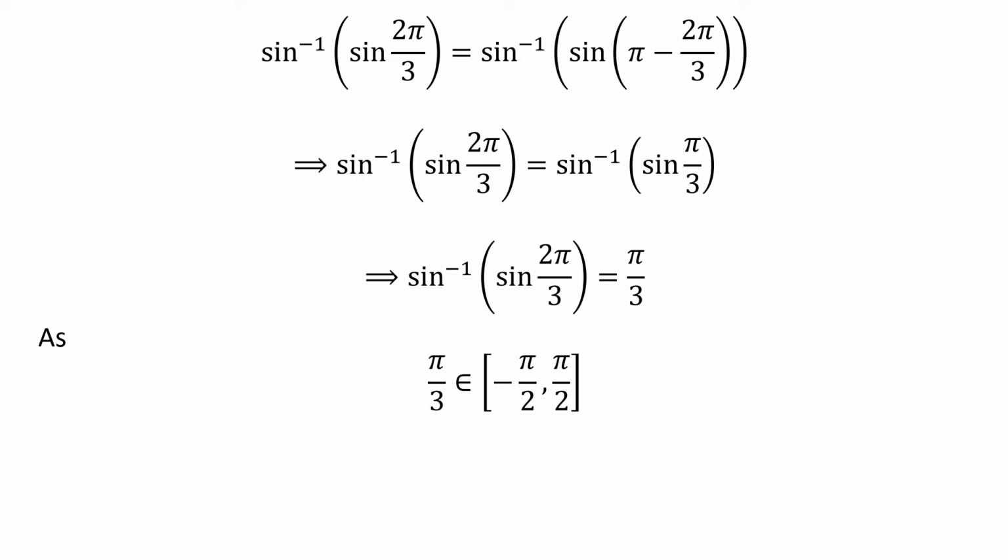So, application of properties of inverse function gives us inverse of sine of 2 times pi upon 3 is equal to pi upon 3, as pi upon 3 belongs to the closed interval of minus half of pi and half of pi.